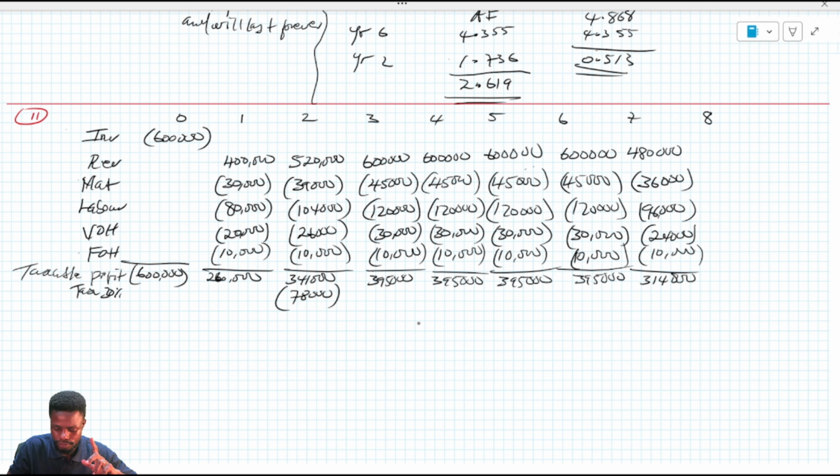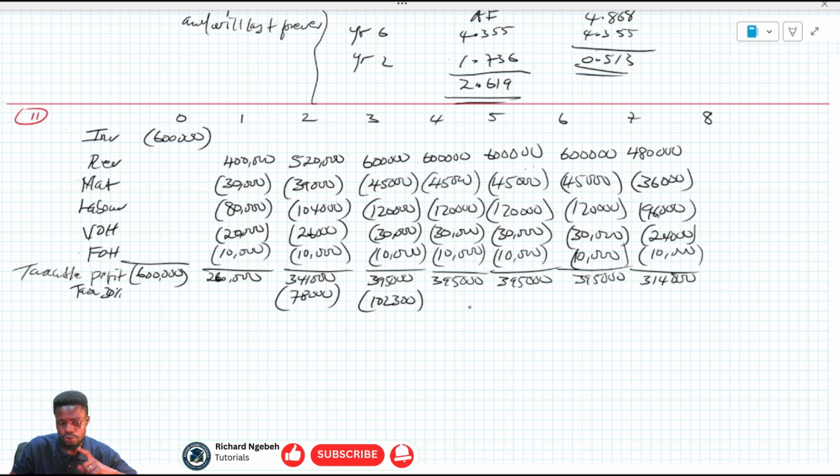So now, year two tax, when you calculate it, 30% of it is going to give you 102,300. Year three tax, 395,000. When you calculate it, it's going to give you 118,500.